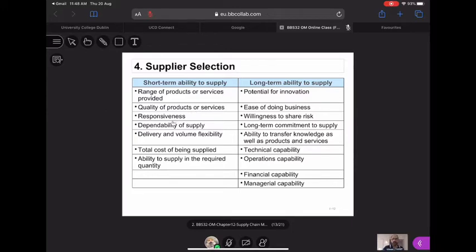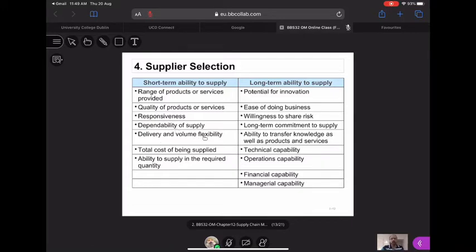Next is responsiveness. Responsiveness means when I call them and ask them something, do they reply immediately? Even though I buy from them one time, their responsiveness must be there. Also dependability. Dependability means, can I trust them? If I find that this supplier cannot be trusted, even short term I will not buy. I buy from another supplier.